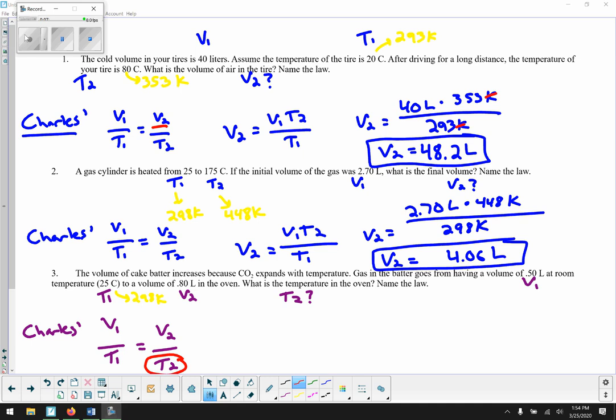Okay, so I've done number 2. It's pretty straightforward, similar to number 1. So I'm not going to go over that in detail. The answer will be available for you. Just make sure you convert Celsius to Kelvin, otherwise you'll get the wrong answer.